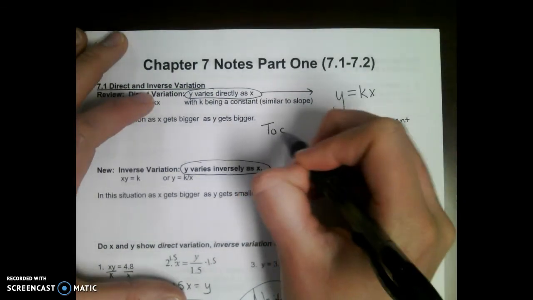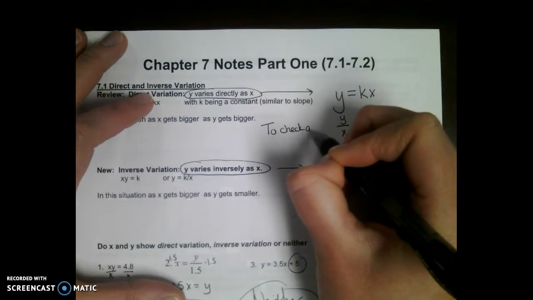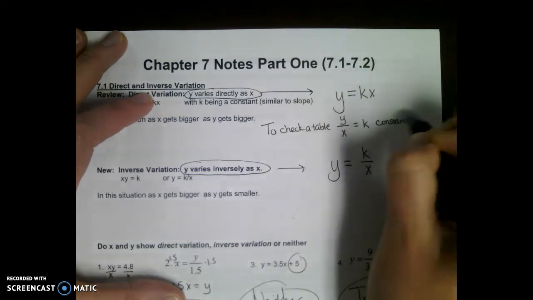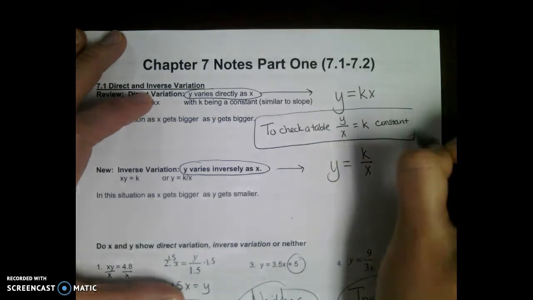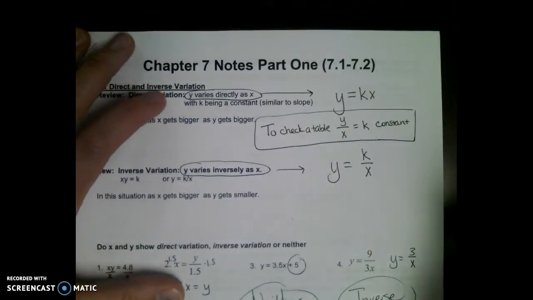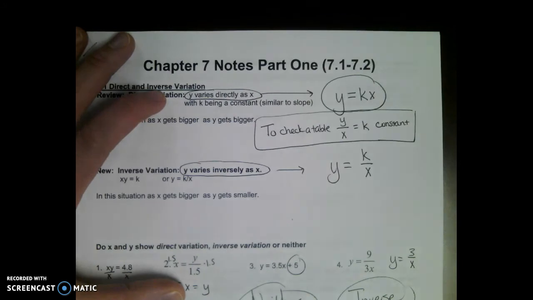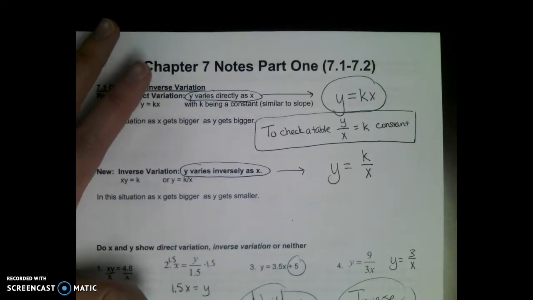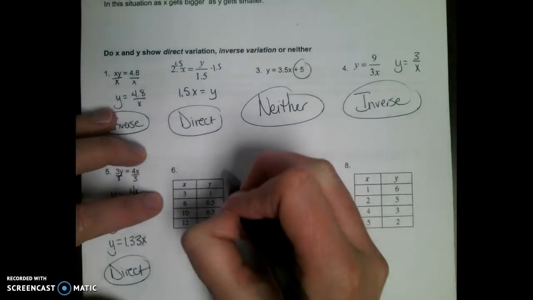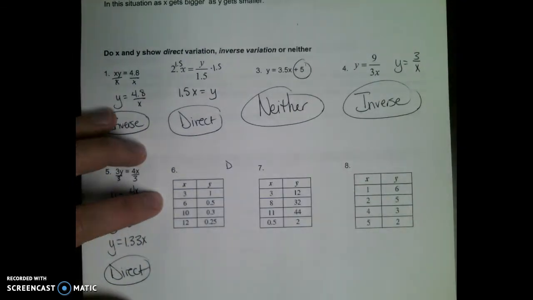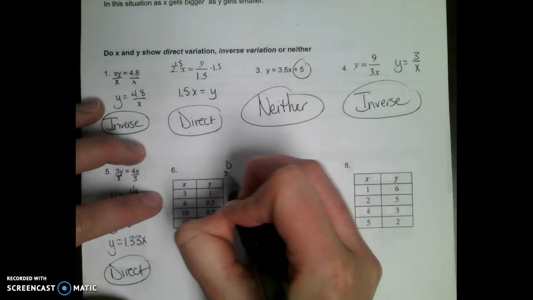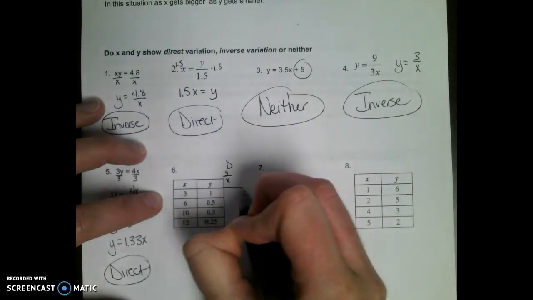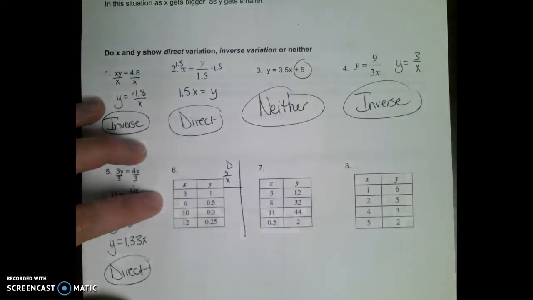So to check a table, we are going to do y divided by x. The equation is y equals kx, but if we're checking in a table, we're going to do y divided by x and see if we get the same constant number every single time. So let's go down here to number 6. I am going to check to see if this is direct variation by doing y divided by x, and let's see if we get the same number every time.